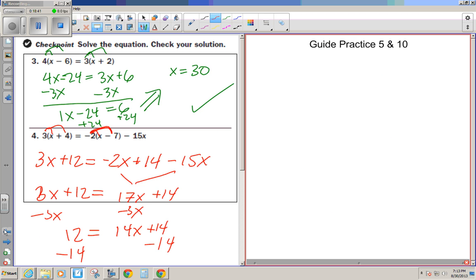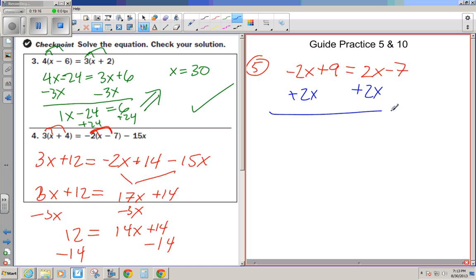All right. These are the last guided practice problems, 5 and 10. Let's take a look at it. Number 5 tells us to do negative 2x plus 9 equals 2x minus 7. All right, isolate the variable. Which one of these should we move? Should we move the 2x or the negative 2x? Which one is smaller? Hopefully you're saying negative 2x is smaller. So we add 2x to both sides.